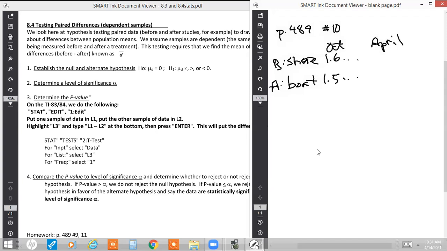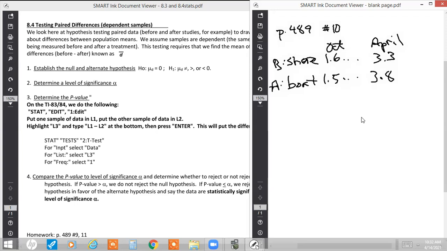And from a shore, it was 3.3 hours. And from a boat, 3.8. Right. So I'm going to share my graphing calculator, and we're going to type this stuff in.